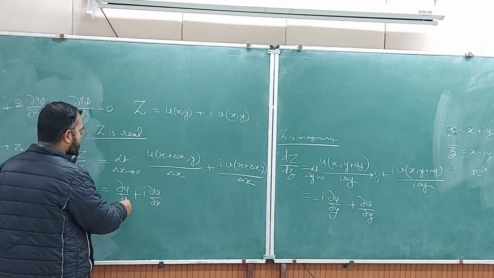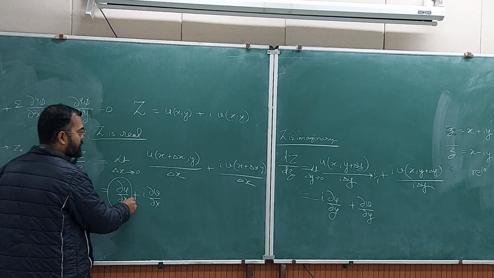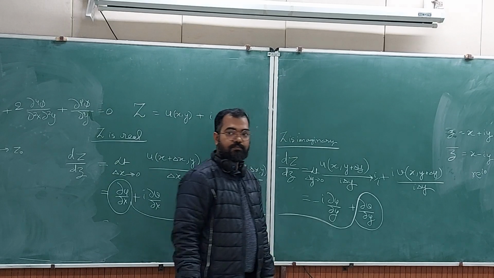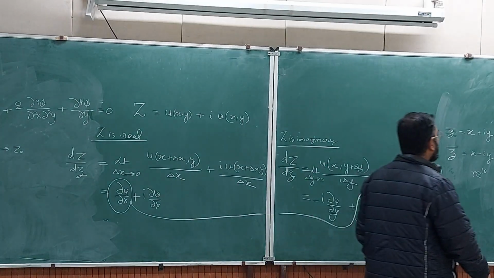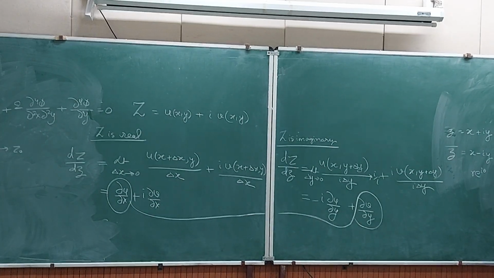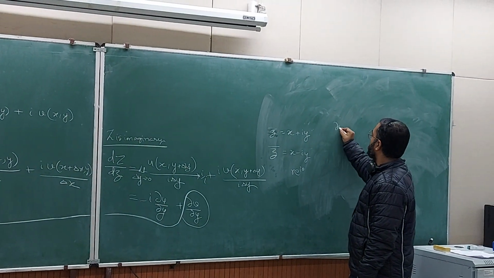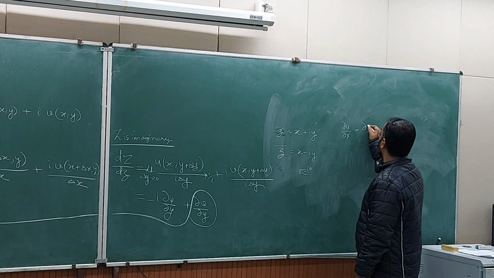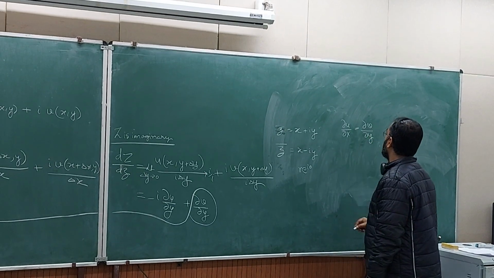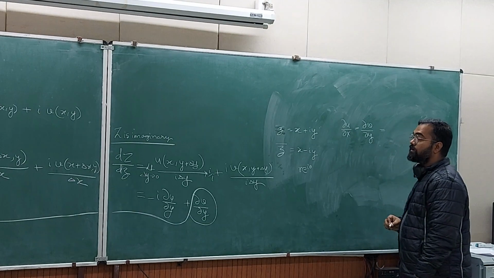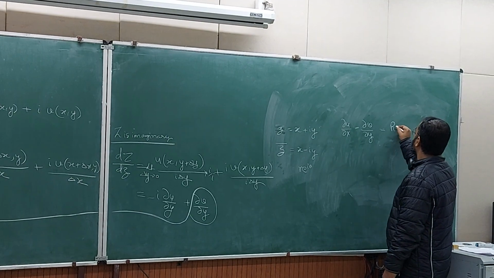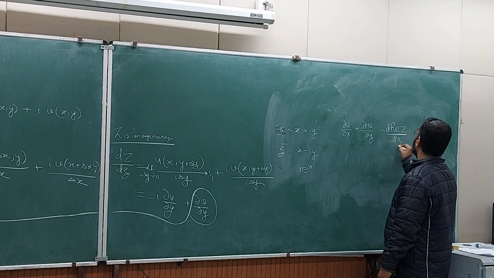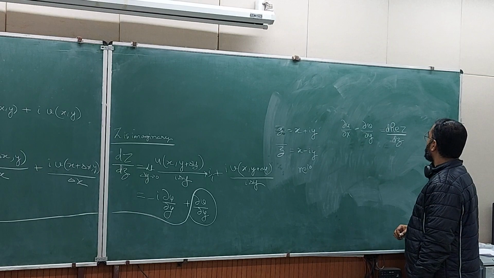Okay, so that brings us to what? That this part, the real part, must be equal to the real part of this thing, right? So what do we come to is that del u by del x must be equal to del v by del y, and this is equal to what? This is equal to d of real part of z by d z. Can we say that?